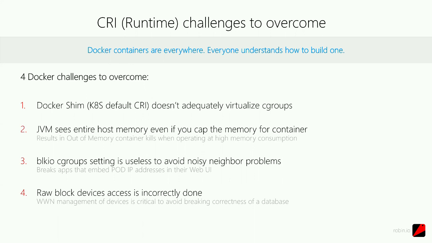And the final one is around raw disk access. Complex workloads do not want to rely on ext3 or ext4 or XFS. They would want to get a raw block device and then write to it directly. Things like MapR, Oracle RAC, for example.